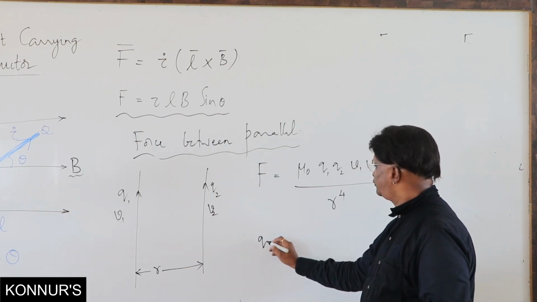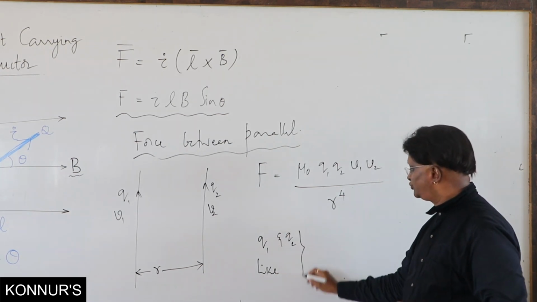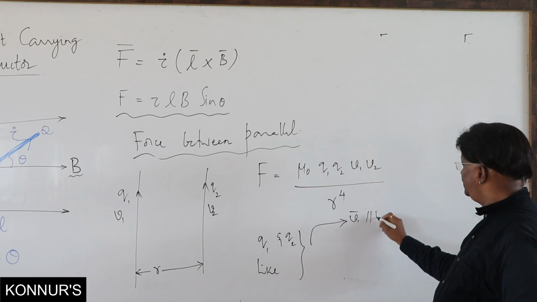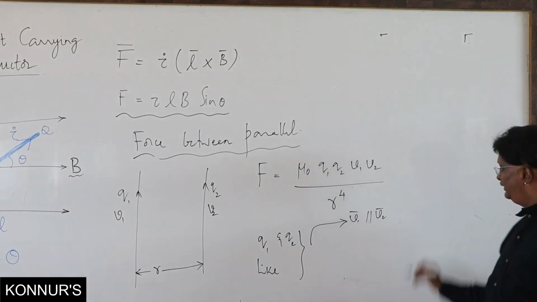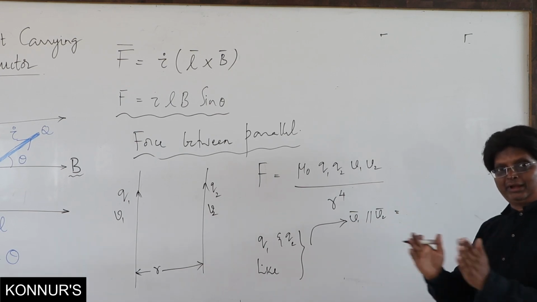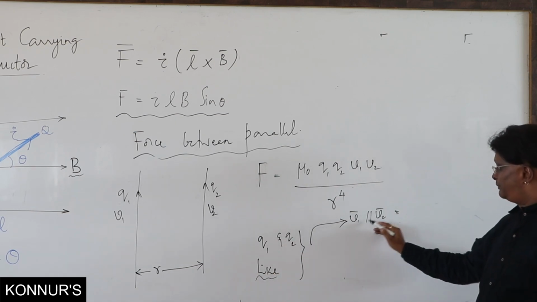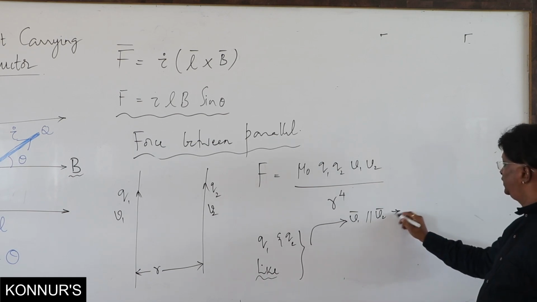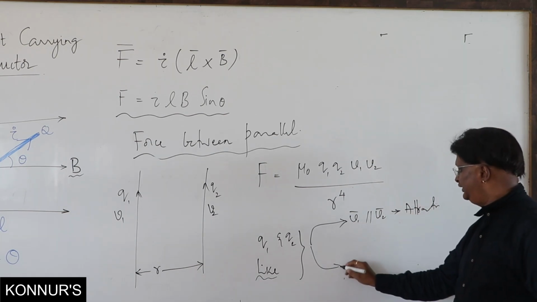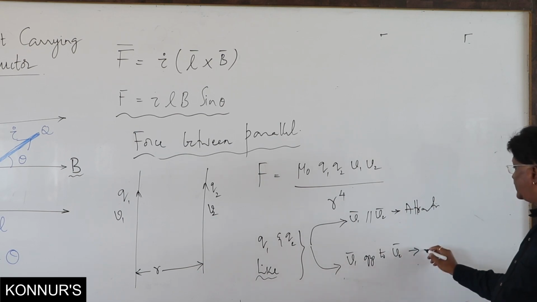See, suppose Q1 and Q2 are like charges. Then if V1 bar is parallel to V2 bar, it will be the same case as conductors with parallel currents, and parallel currents attract. Again, Q1 and Q2 are like charges and V1 bar is parallel to V2 bar, therefore this will give the case of attraction. And naturally, V1 bar opposite to V2 bar will give repulsion.